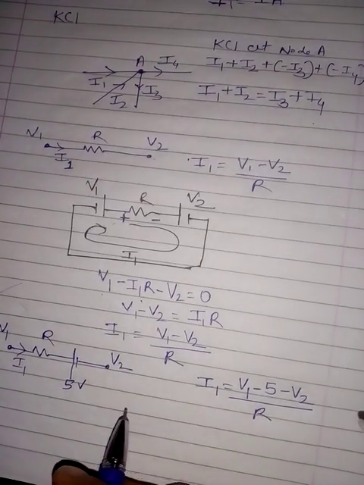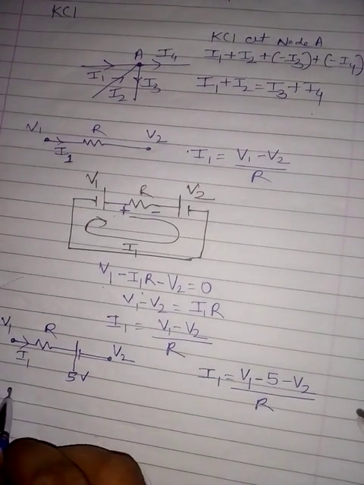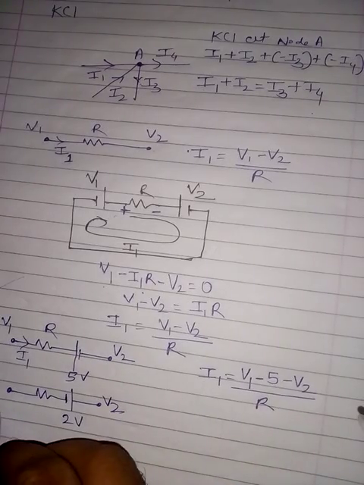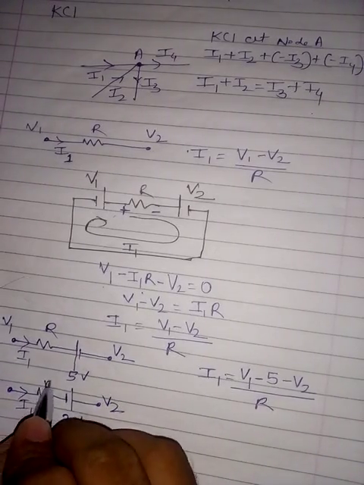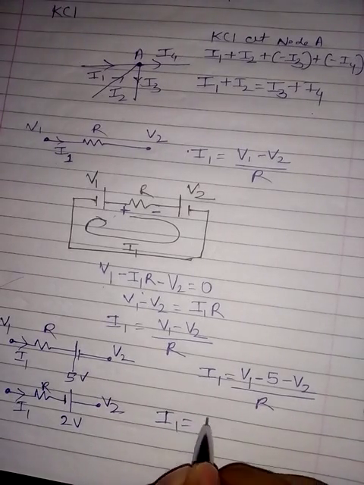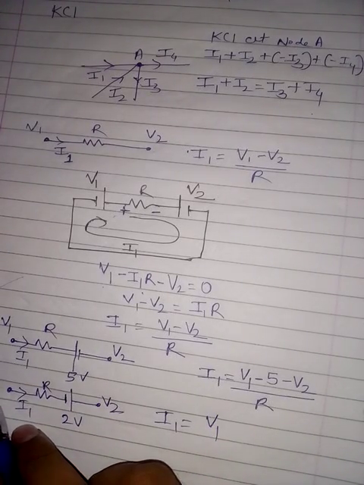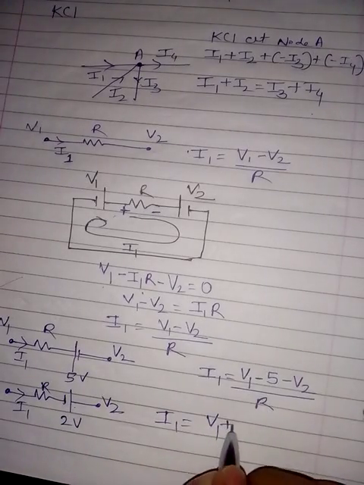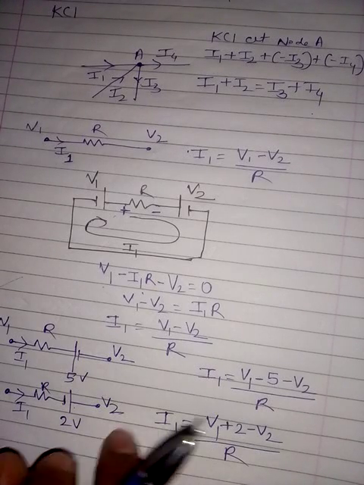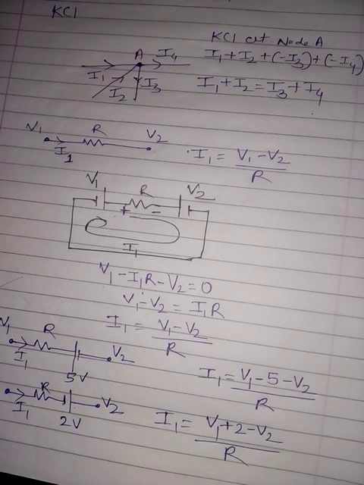And if we get this type of circuit, then we can write I1 is equal to V1, since I1 is going from V1 to V2, negative to positive, plus 2 minus V2 upon R. This is the basic concept we have studied, which is useful for the nodal analysis. Thank you.